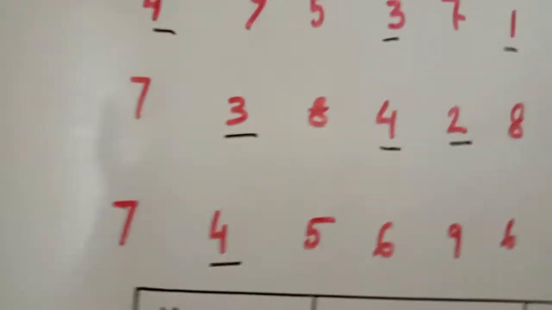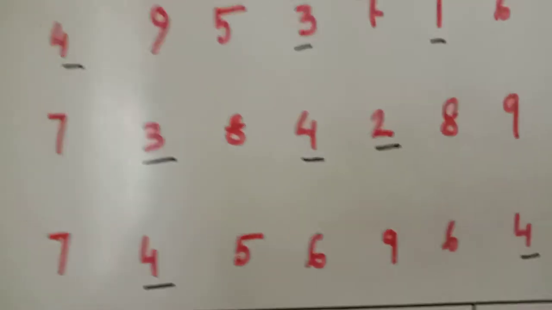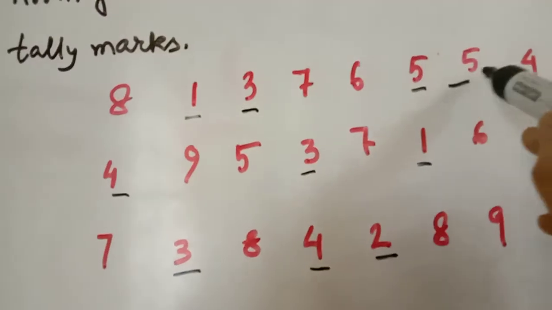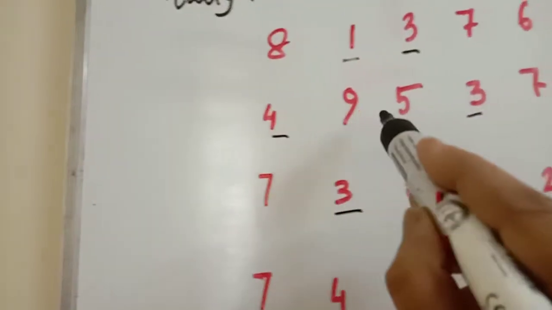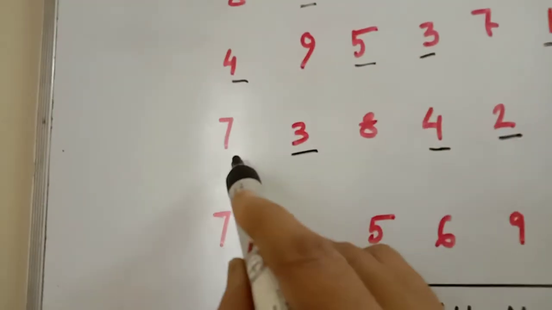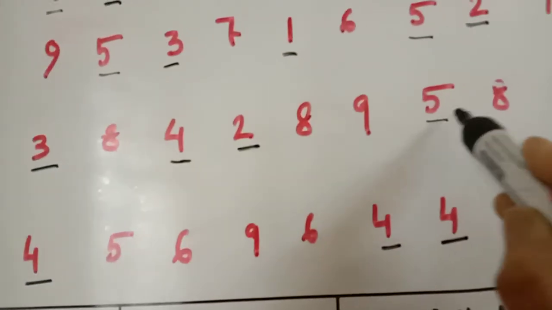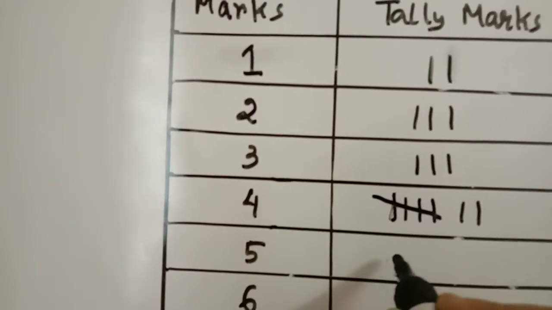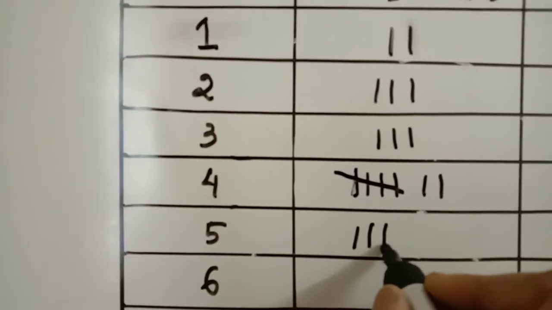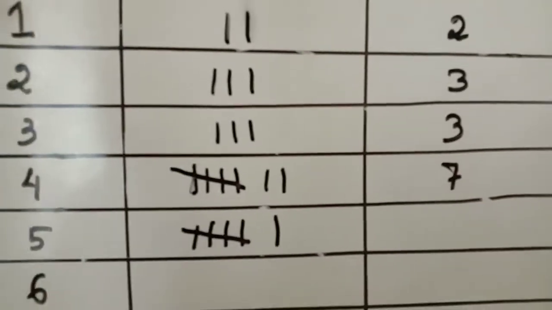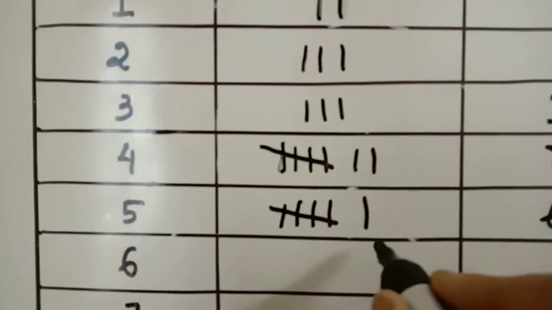How many times is 5 there? Count. 5 in this line. 1 2 3 4 5 6. So 5 is here 6 times only. 1 2 3 4 5 6. Understood? Then you have to write the number also along with the tally marks.